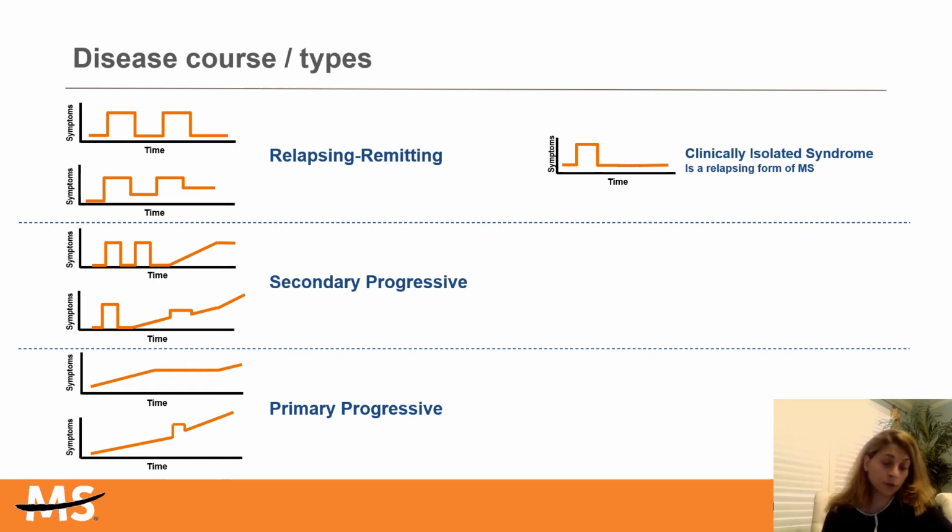The primary progressive form is the least common form, and people here continually experience worsening symptoms over time. Clinically isolated syndrome is another form of multiple sclerosis where people develop a single attack and have an increased risk of developing another attack, or they can actually be diagnosed with MS, depending on their MRIs and LP, if they meet the diagnostic criteria.